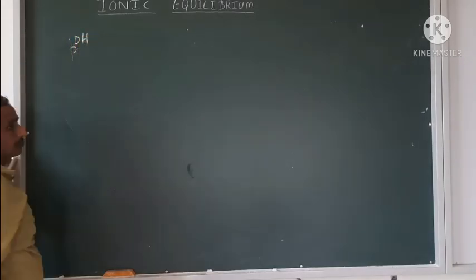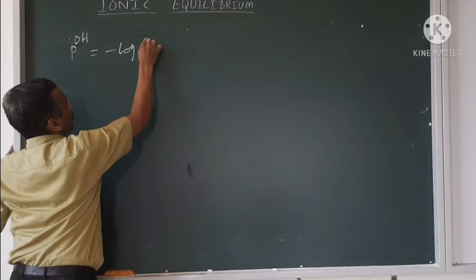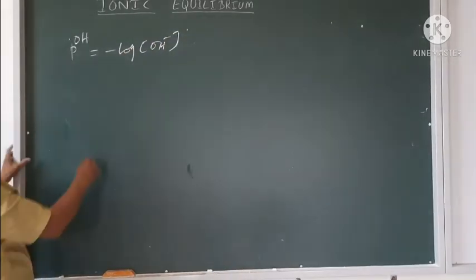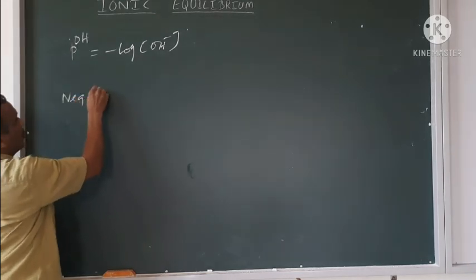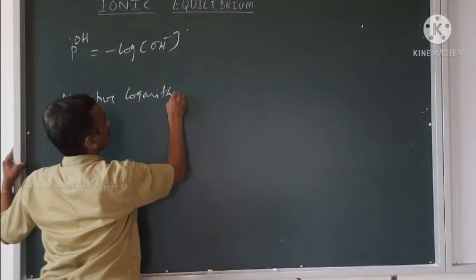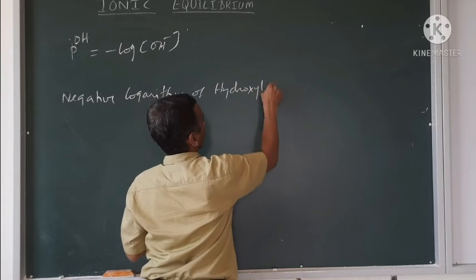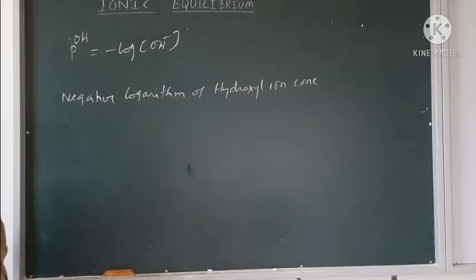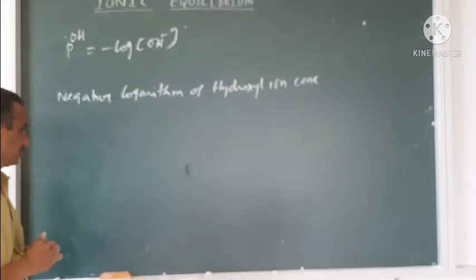pOH. Again, same definition: negative logarithm of hydroxyl ion concentration, that is called the pOH. And actually pH is potence of hydrogen.